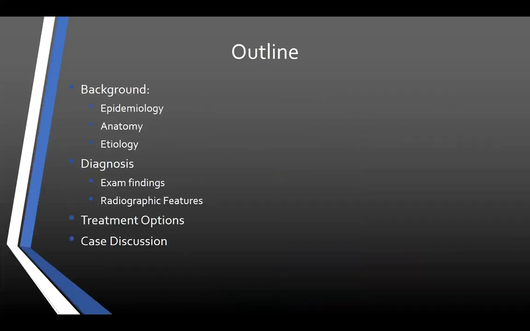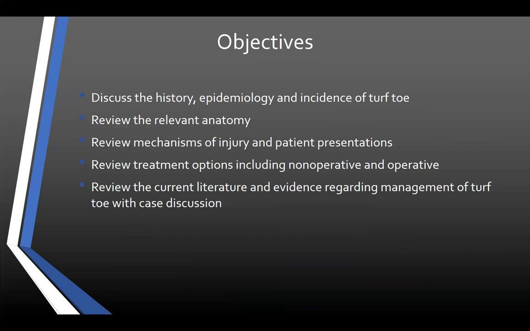So, a brief outline, kind of a framework we're going to go through. We're going to talk about the background, a little bit of epidemiology, talk a little bit about the history of it, the anatomy, talk about what we're going to look for when we're working this up, how we're going to treat it, and we'll wrap up with looking at a couple of cases. These are the objectives. So we'll get started.